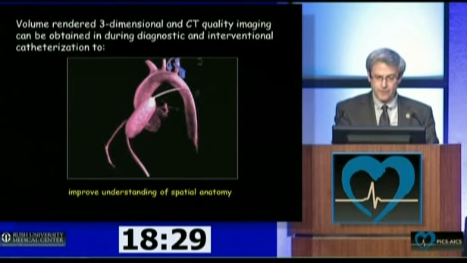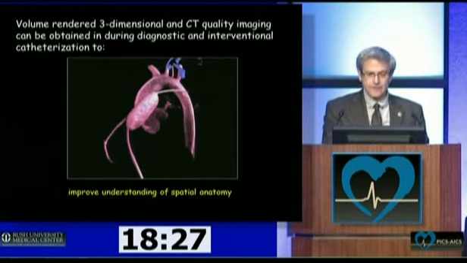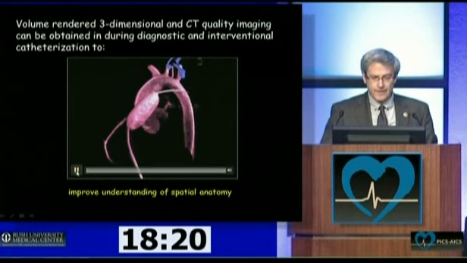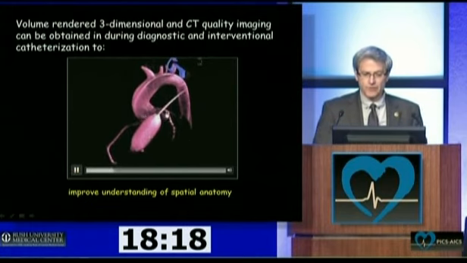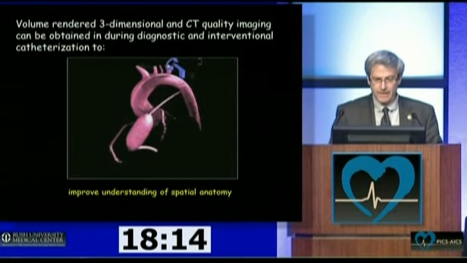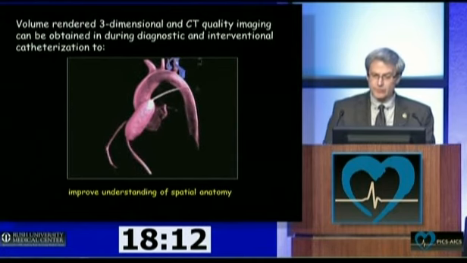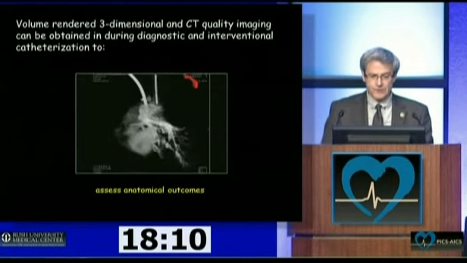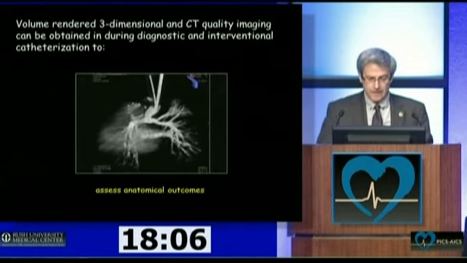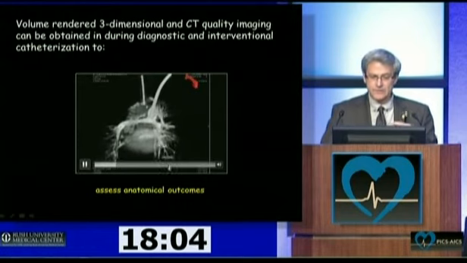So 3D volume rendered images give you CT quality imaging. This is actually from Munich. John Hess, they were looking at the relationship of the balloon to the coronary arteries in preparation for a Melody valve implantation. So it improves your spatial understanding, and it also improves your anatomic understanding and anatomical outcomes in terms of surgery.